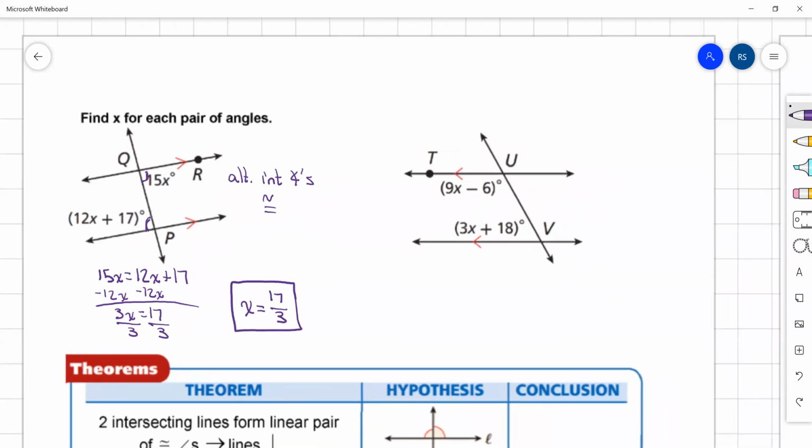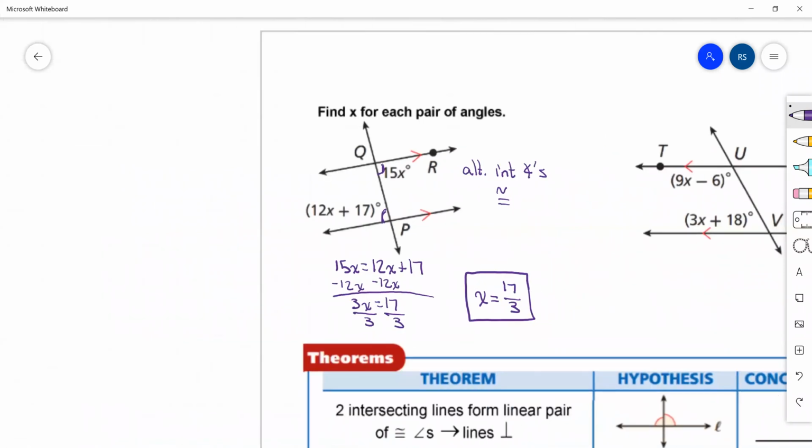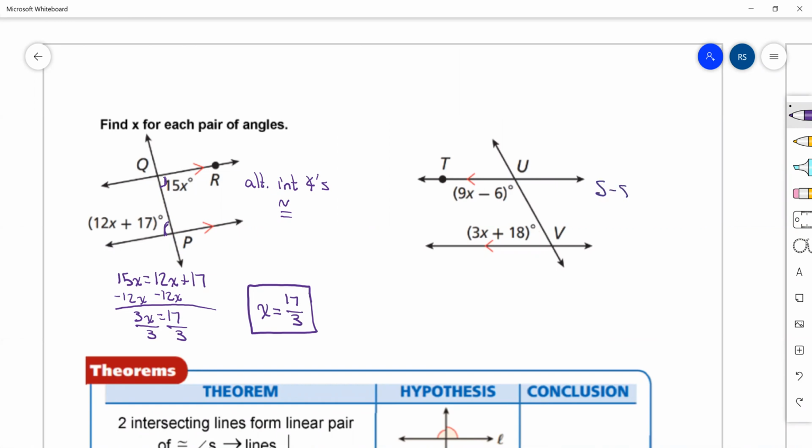Okay, next one. What do we notice about these? Are they the same kind of angle, or are they different kinds? They're different kinds. We have an acute right here and an obtuse. So that means these are same side interior angles, which means they must add to equal 180. So we have to add them up and set them equal to 180.